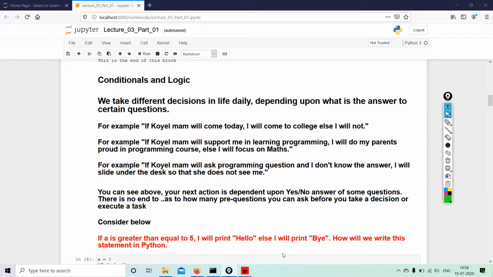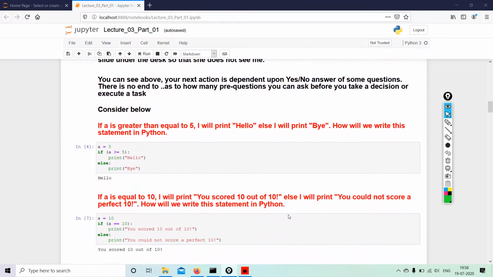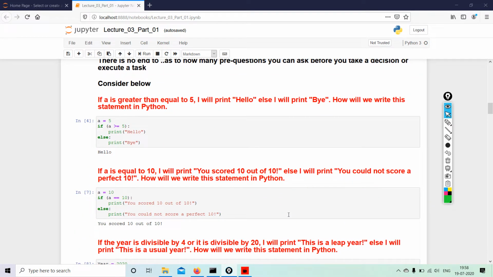You can see above, your next answer is dependent upon a yes or no answer for some questions. There is no end to how many pre-questions you can ask before you take a decision or execute a task. When we were kids, we used to have a flow chart. If this happens, yes, no. If that happens, if yes, then yes, no. If no, then yes, no. And so on and so forth. Same as a decision tree, but much more precise and to the point.